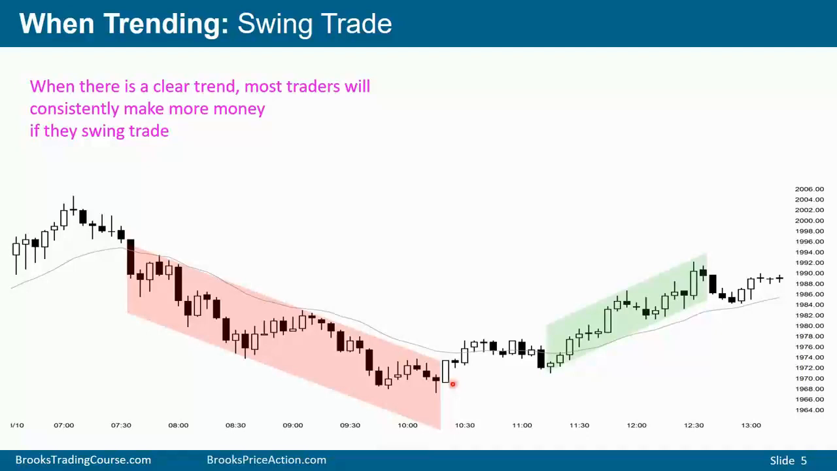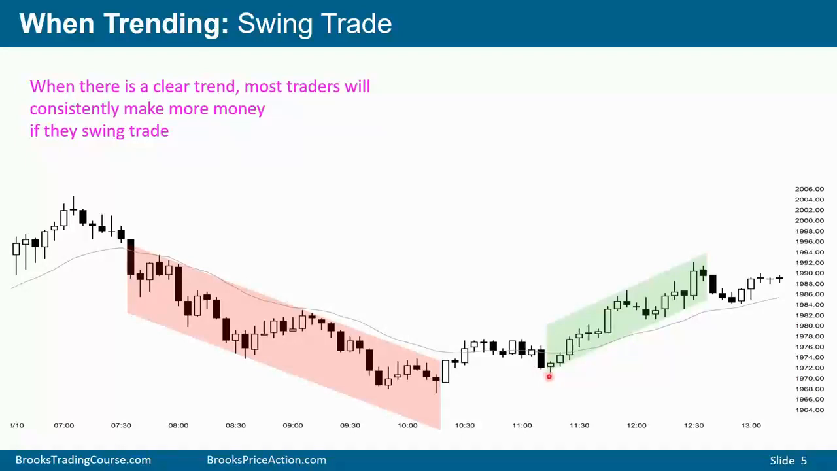When the market's clearly trending fairly strongly, not much in terms of overlap, not much in terms of prominent tails, most traders will consistently make much more money if they swing trade. Look to enter early. A low one bear flag, sell. Low one bear flag, sell. Up, down, up, down, up. A wedge bear flag at the moving average, sell.